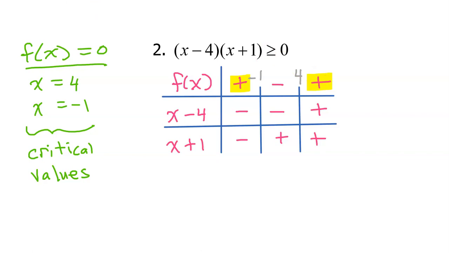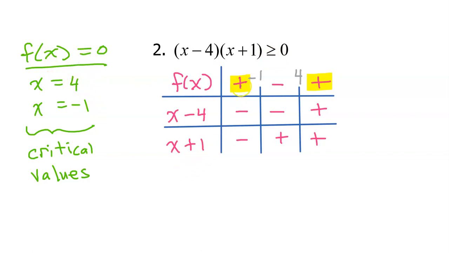However, we will also include the endpoints of negative 1 and 4 in the solution set because we want the values that cause the function to be not only greater than, but also equal to 0. And as we discussed, f of x equals 0 at 4 and negative 1.